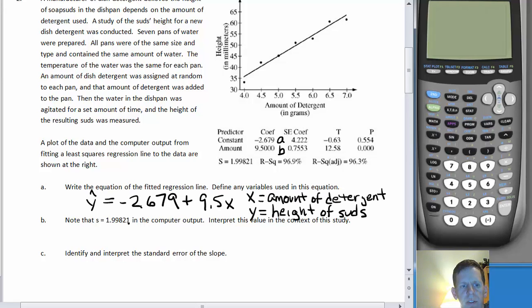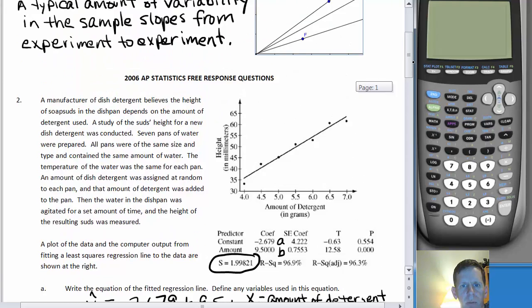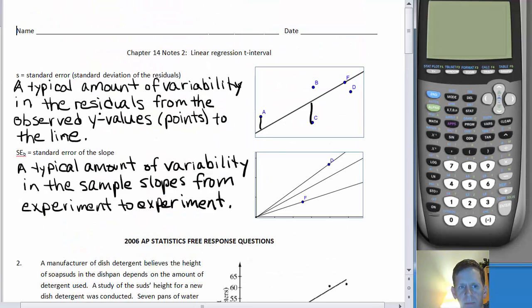In part B of this question, it says, note that S is 1.99821. You'll see that value down here in the table. Interpret this value in the context of the study. So what we're going to do is use our definition that we had earlier, and plug in a few values into the definition.